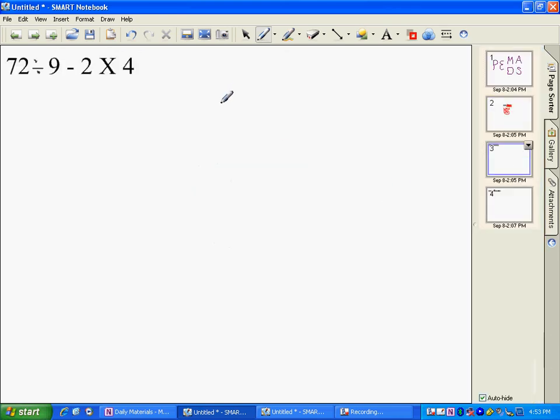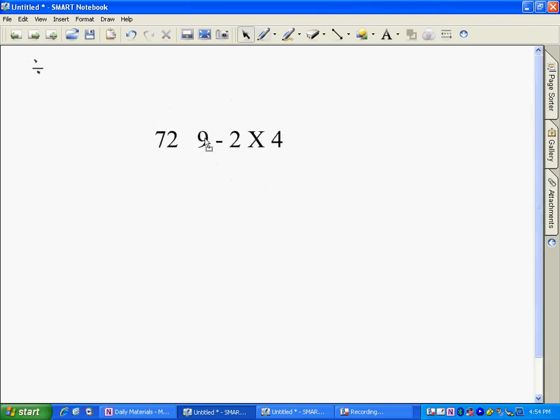If I gave you a problem like this, we have 72 divided by 9 minus 2 times 4. There are not any parentheses and there are not any exponents. So I'm going to multiply and divide from left to right. This is a perfect example of where we're going to divide first because it's on the left. So 72 divided by 9 is 8. And then next we have 2 times 4, which is 8. So we are left with 8 minus 8, which is 0.